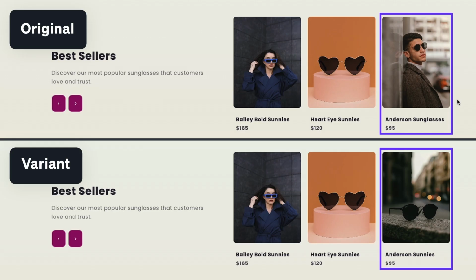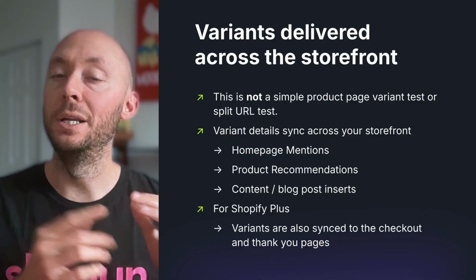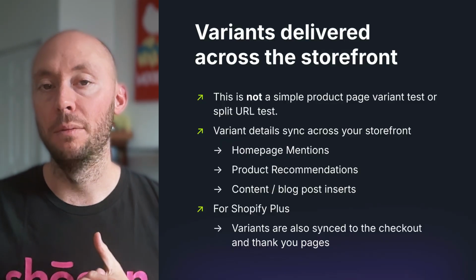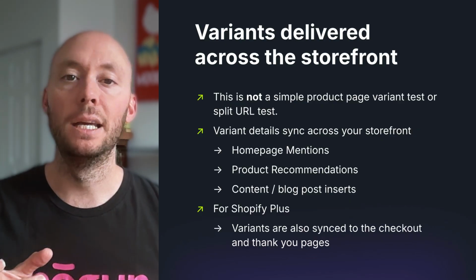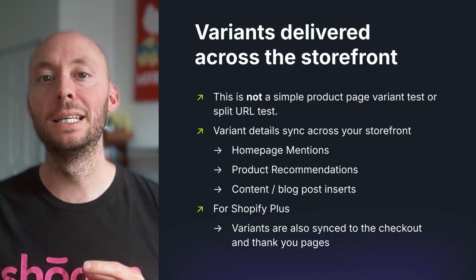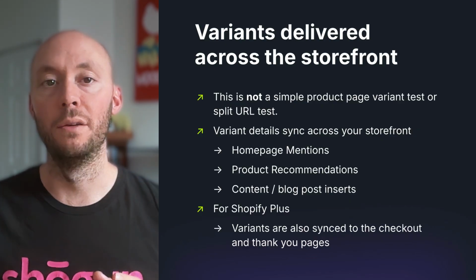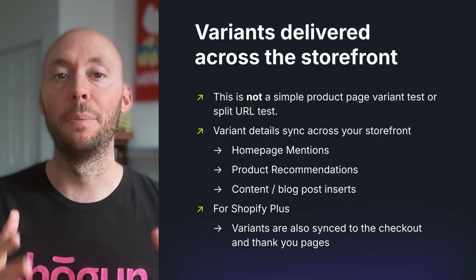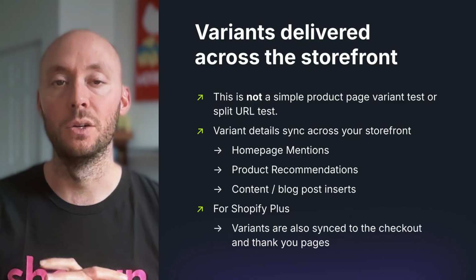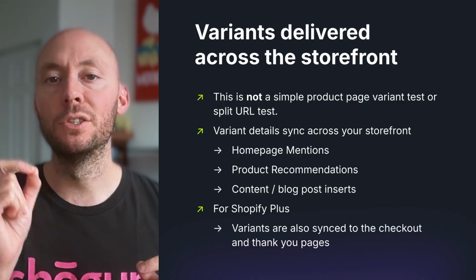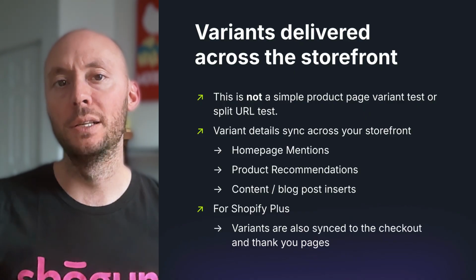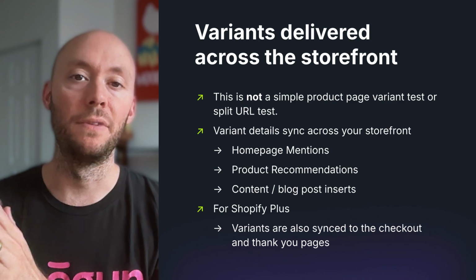So this is what differentiates this test type from, say, a split URL or a simple page test. Homepage mentions, like I said, product recommendations, anywhere where the product's going to show up, those variant details will change and be consistent across the storefront for the user group that happens to be exposed to the variants, okay? So this is really important nuance. And there's a bit of a difference between Shopify Plus and non-Shopify Plus stores.